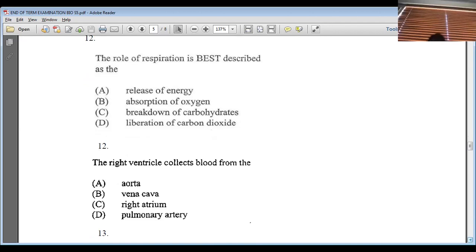Respiration does release energy, right? But respiration also breaks down food, right? But remember the words, best described as. So what's the answer there? Breakdown. You sure? I don't know, I'm guessing. No. Release. Right. The release of energy.